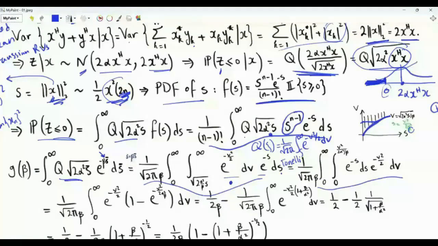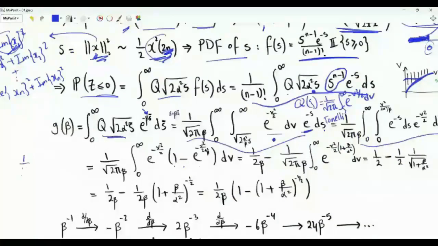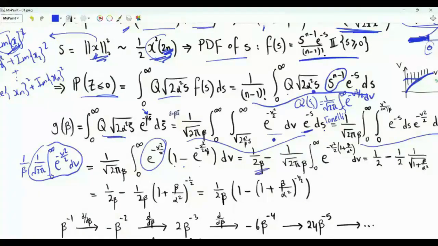If we integrate first with respect to S, that's a relatively easy integral because the exponential is e to the minus s. The result is 1 minus e to the minus, and then we put the upper limit of integration, which is v squared over 2 alpha squared over beta. Now we have two integrals, and the first integration is 1 over beta, and then we have 1 over square root 2 pi, integration from 0 to infinity, e to the minus v squared over 2 dv. This integral here is exactly the probability that a standard Gaussian random variable is greater than 0. That's 1 half. So if we take this term and integrate, we get 1 over 2 beta.